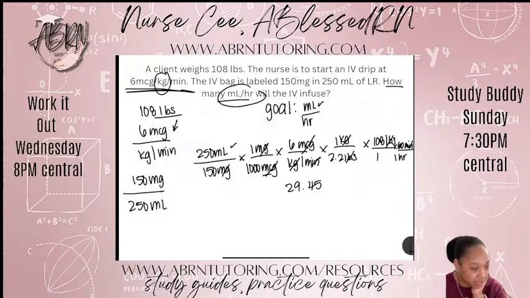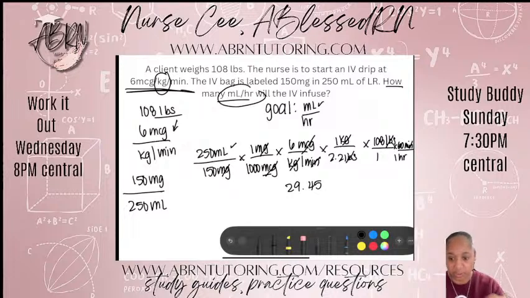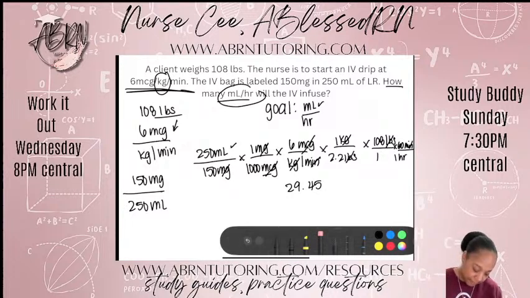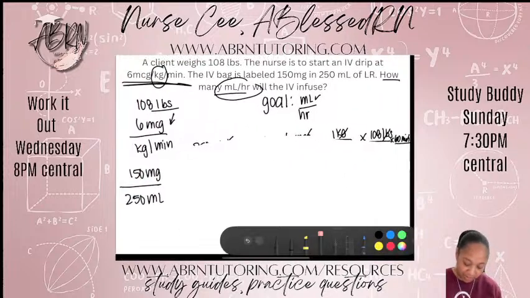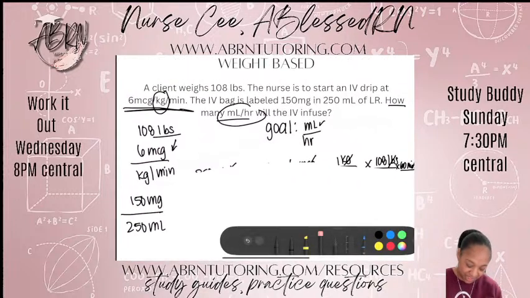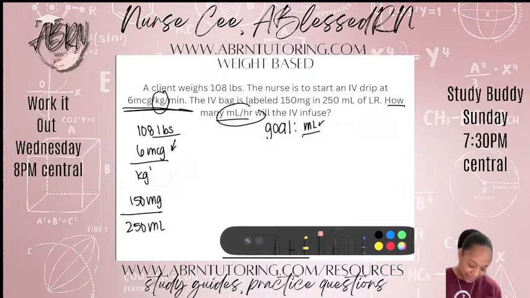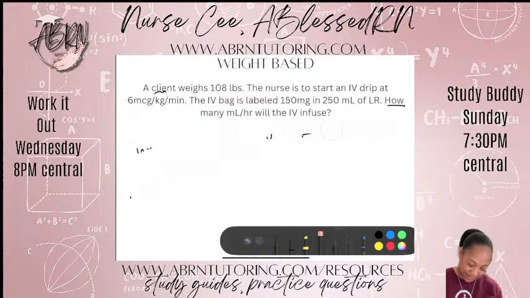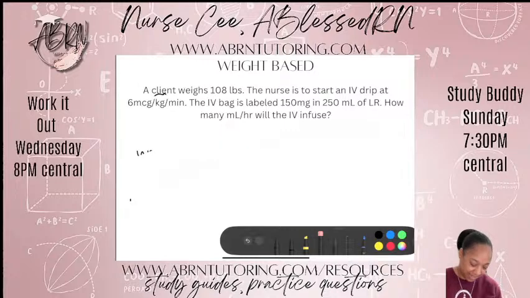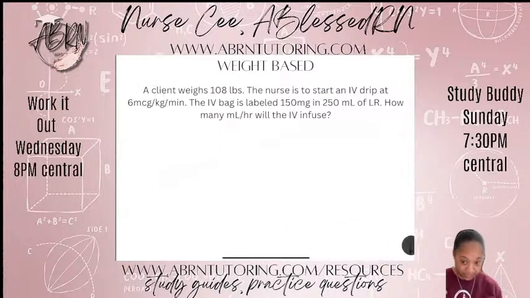When it's flipped the other way on the left. Oh, okay. Why did you put 250 over 150 milligrams first? Okie dokie. So remember when I was talking about puzzle pieces? Okay. So let's do it again.